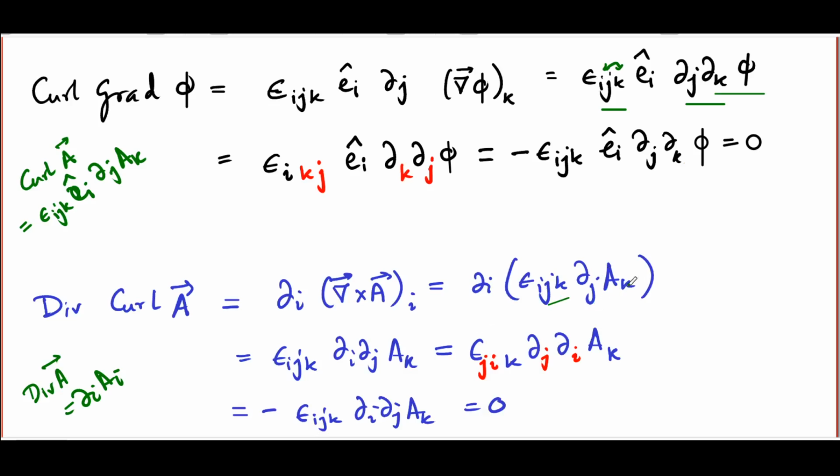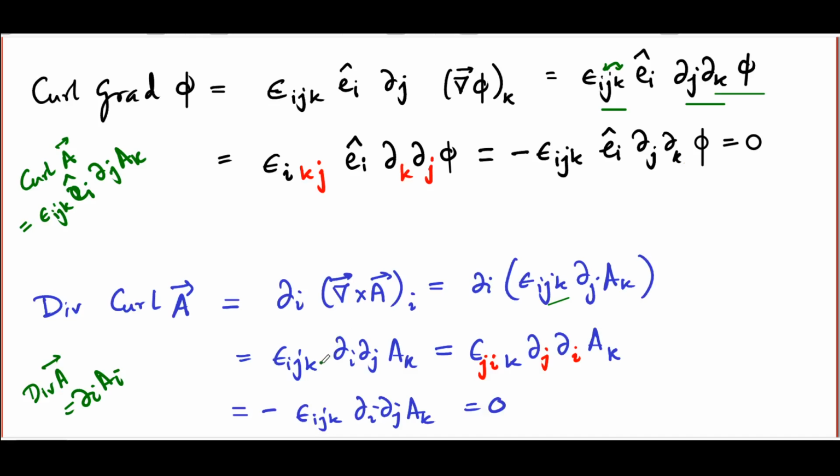So this is the same as epsilon ijk del i del j ak. I can pull the epsilon ijk out of this del i simply because epsilon ijk is a constant. Partial differentiating with respect to xi gives you 0, so you can pull it out of the partial derivative.